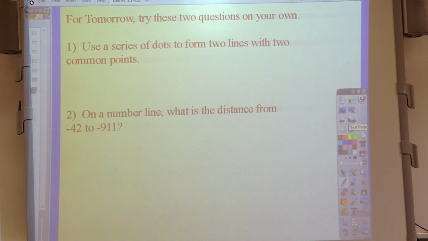All right, for tomorrow, I would like you to try these two questions on your own. Use a series of dots to form two lines with 2 points in common, if possible. And on a number line, find the distance between -42 and -911. And I will see you tomorrow.